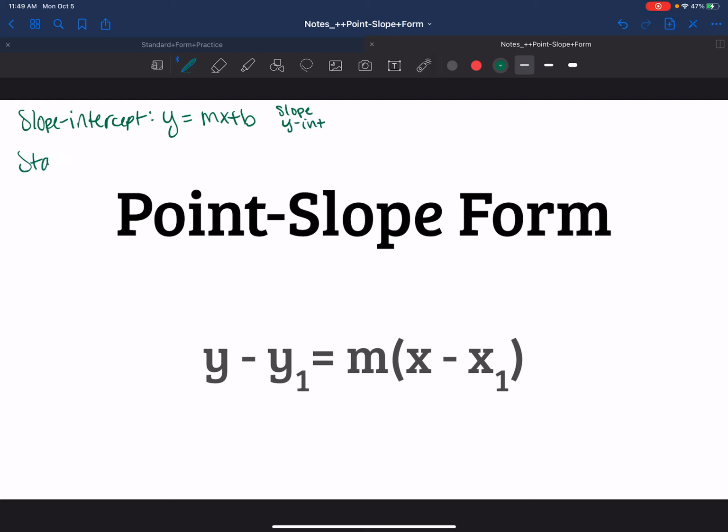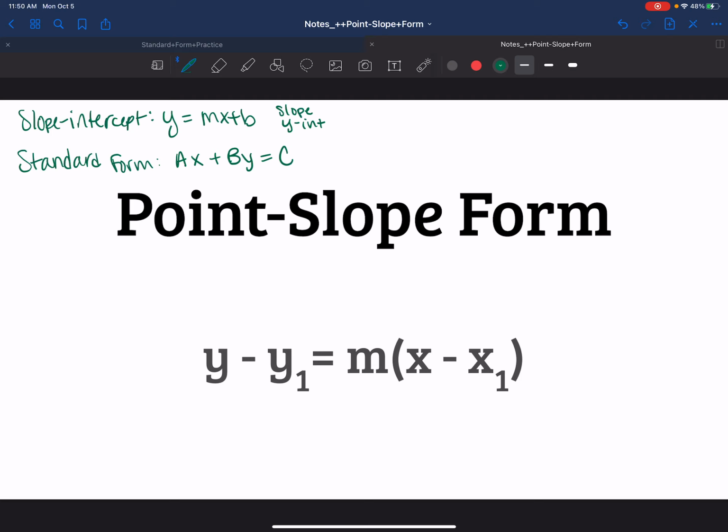In standard form, we get a function that has the variables x and y on the same side of the equal sign. And without solving anything at all, we can't really see any characteristics of our linear function just by looking at standard form. We talked about how we can easily solve for the x-intercept and the y-intercept in standard form, but by just looking at it, we can't really tell any details.